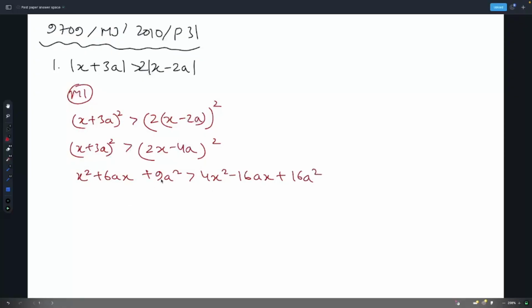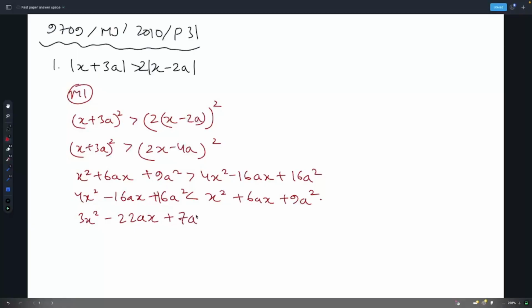So I can take these towards the left side so that I can have a positive coefficient of x square. So I have 4x square minus 16ax plus 16a square less than x square plus 6ax plus 9a square, because when we take this to the other side, it's the exact same thing as saying 2 greater than minus 3, obviously. So that's what I'm doing here. So now we have 3x square minus 22ax plus 7a square.